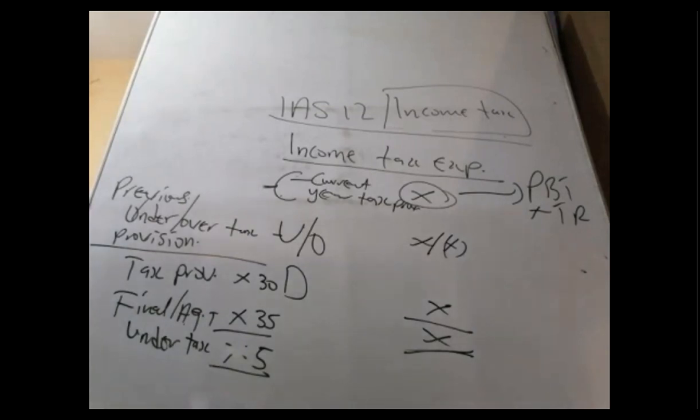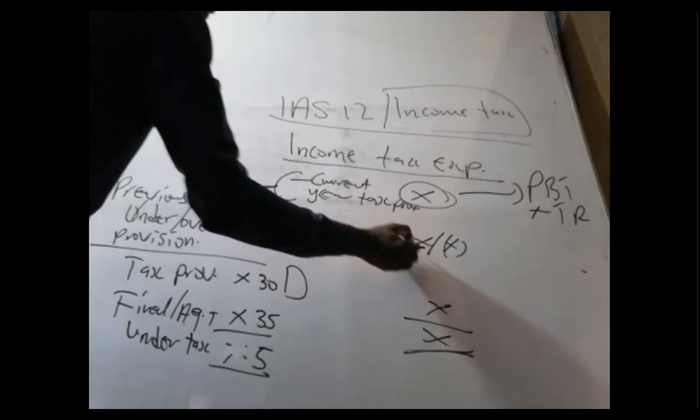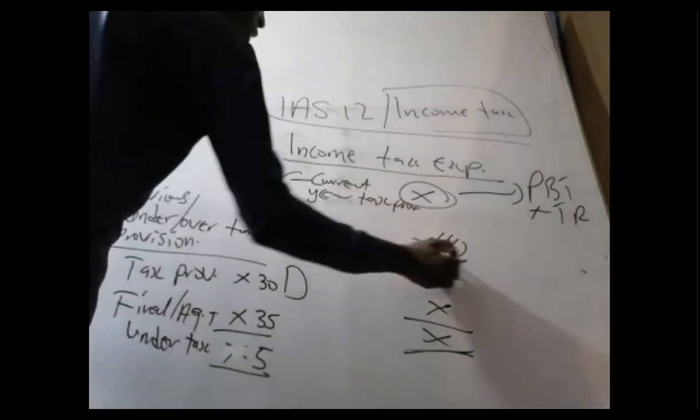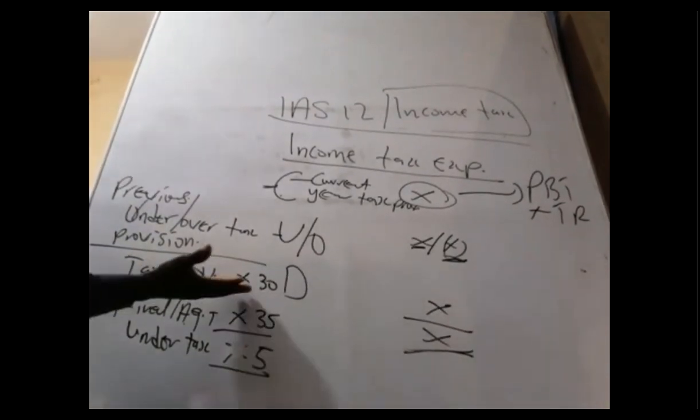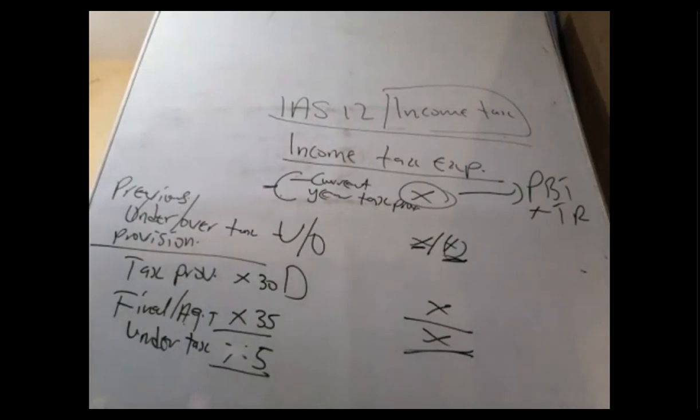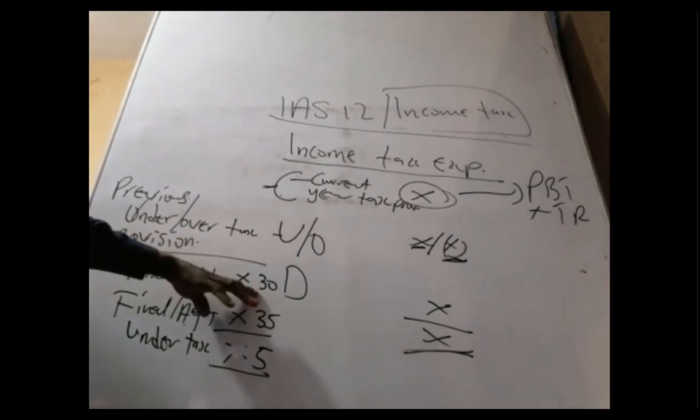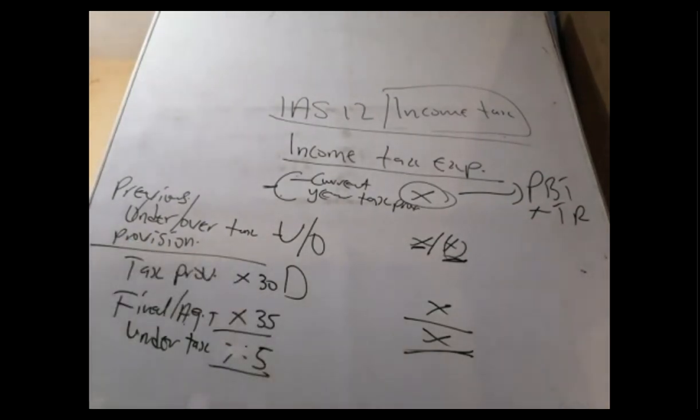Under means you have to add. Over, subtract. Under, you add, and over, you subtract. Under means last year the tax that we provided in our books is lesser than what the tax authority informed us. So we are topping it up to balance the equation. Over, you subtract. We are done.